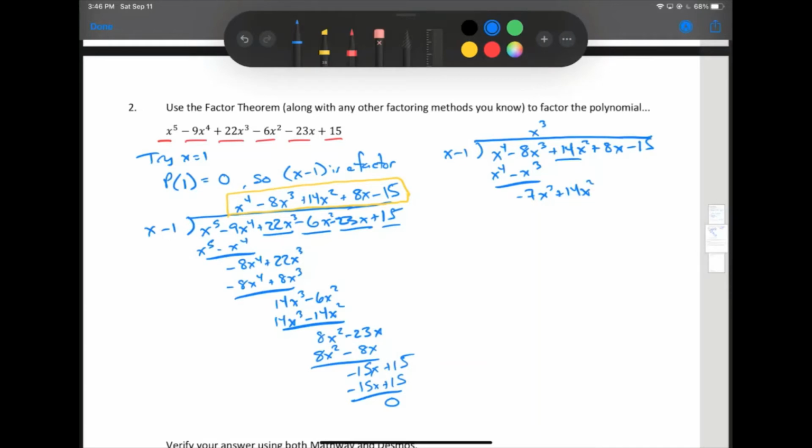I'm going to multiply that by negative 7x squared. That'll give me a plus 7x squared there. 14 minus 7 is 7. Bring down the 8. Plus 7x. 7x squared, minus 7x.